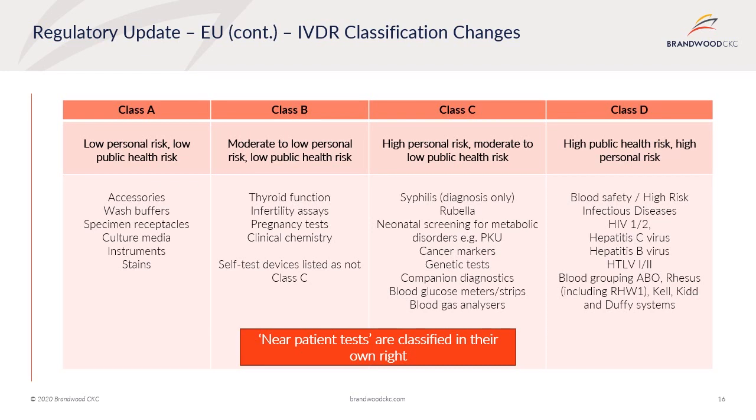So from a classification perspective, again, this is very consistent with Australia. It's very consistent with a global viewpoint, which is lower classification means it's low personal risk, low public risk. Highest classification means it's high public risk, high personal risk. So as you can see, there are examples here. Really, those that aren't going to be life-threatening or aren't a public risk are going to be A's and B's. But always remember that near patient or self-tests are classified in their own right, and they generally have a higher risk profile than those that are laboratory standalone IVDs. So keep that in mind.